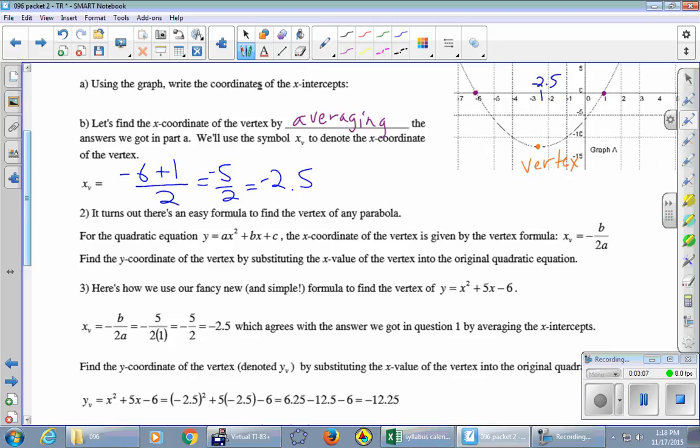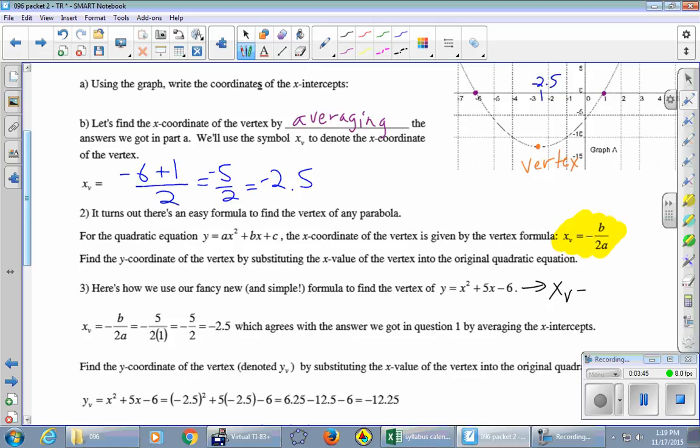Okay, so number 2. Turns out there's an easy formula to find the vertex of any parabola. For the quadratic equation y equals ax squared plus bx plus c, the x-coordinate of the vertex, which is exactly what we just found by averaging x-intercepts, is given by this much simpler formula, the vertex formula, x equals -b/2a. So highlight it, put some stars around it, circle it, do something. That's an important formula for us today. So let's give it a shot.